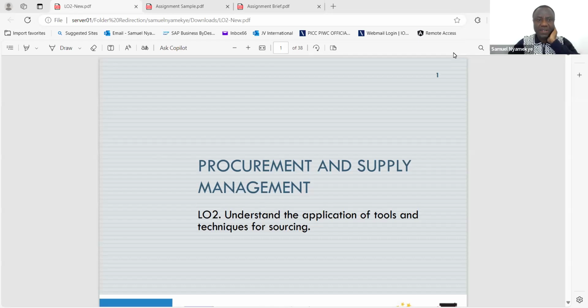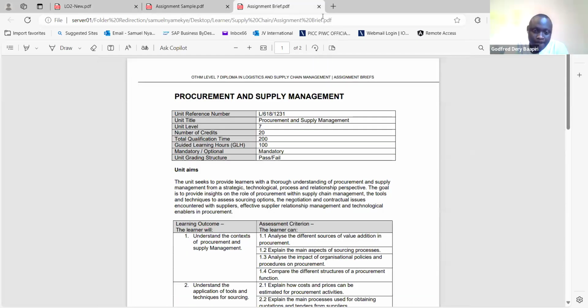So, like we mentioned from yesterday, there are 4 learning outcomes that we will be looking at in this study. Let me quickly just recap that, then we can come to today's lesson.